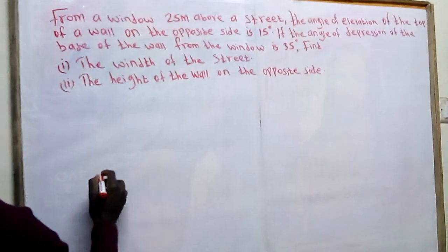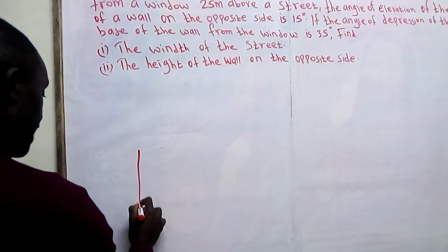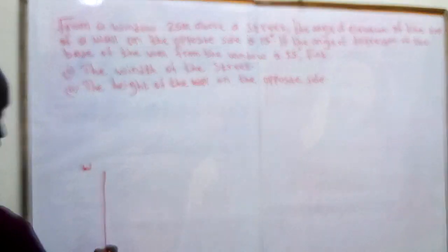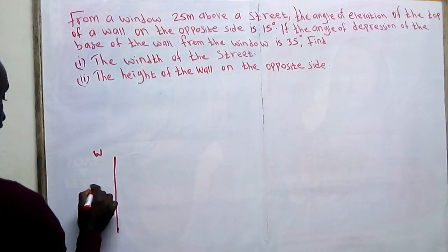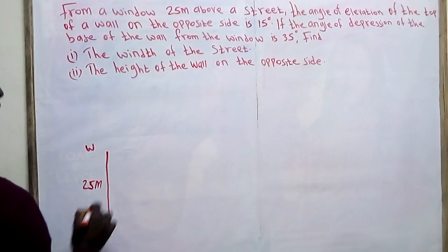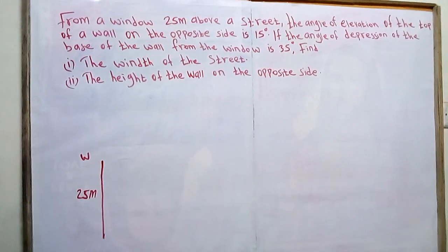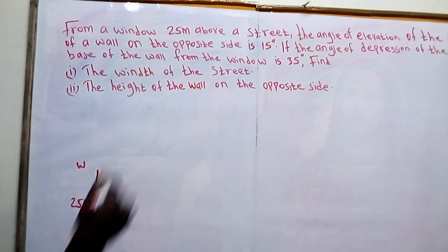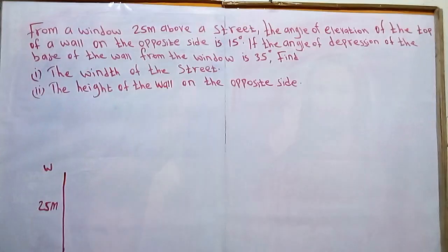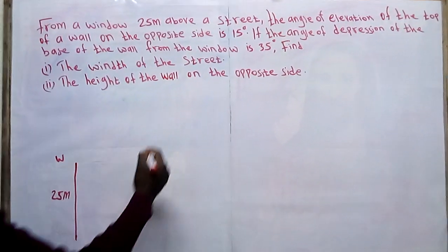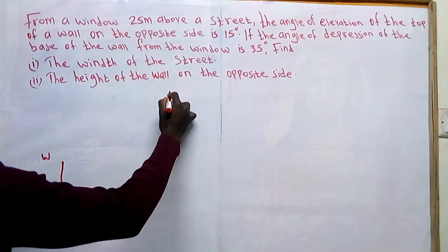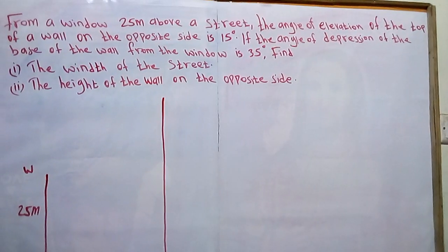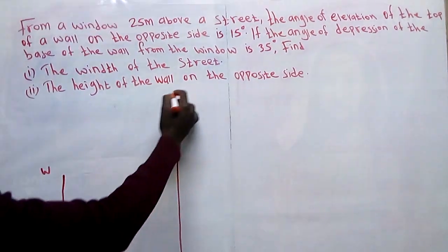Therefore, the first thing we need to do on this question is to draw the street. This is a window that is here, and this is the street. We've been told that this window is 25 meters above the street. Then we've been told the angle of elevation of the top of the wall on the opposite side. We have a wall here on the opposite side, and the top of the wall is this one.